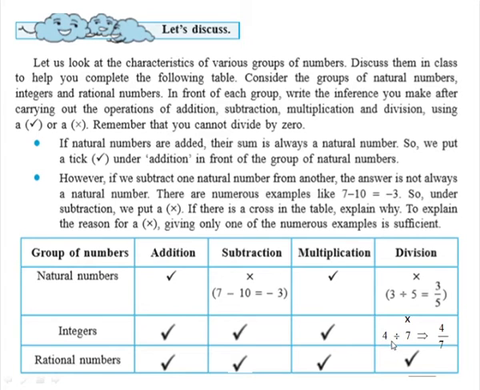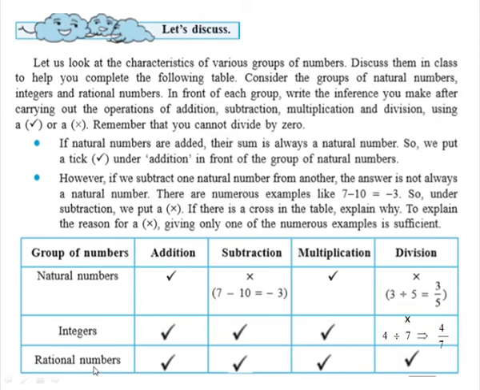But when you divide one integer by another, here the quotient need not be an integer. Hence we will put a cross mark and we will give one example here. 4 divided by 7 is equal to 4 upon 7, where 4 upon 7 is not an integer. Hence the quotient on dividing one integer by another integer is not every time an integer. Hence we will put a wrong mark here.